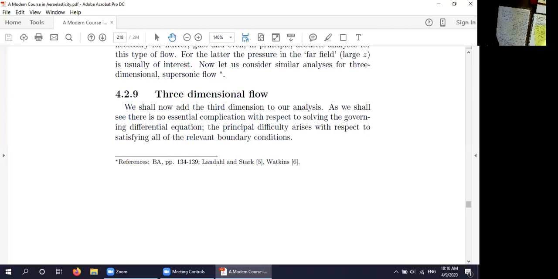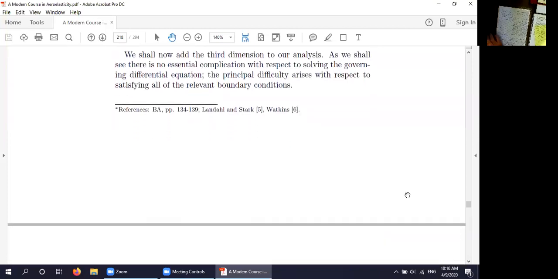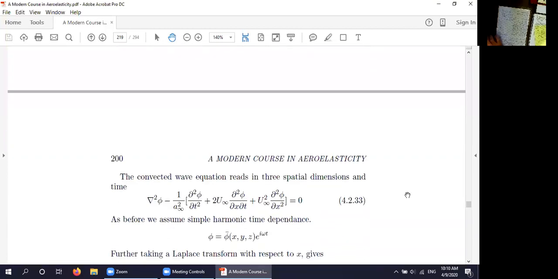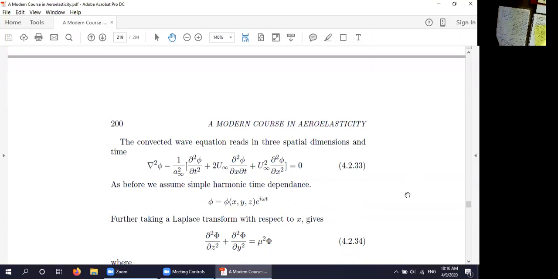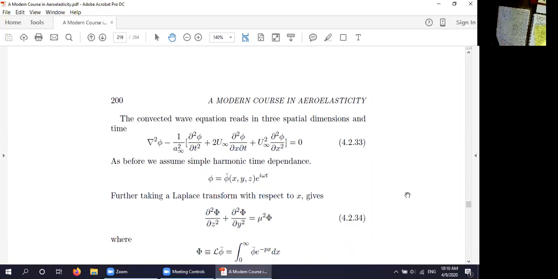So let's talk about three-dimensional flow. This is three-dimensional supersonic flow. And let's go down a little bit here. And so there's our governing equation, 4.2.33. We're going to do the special case of simple harmonic motion in time.